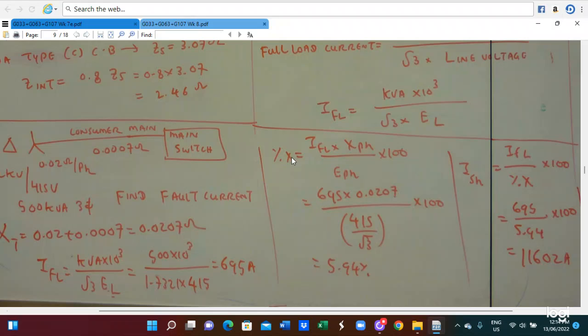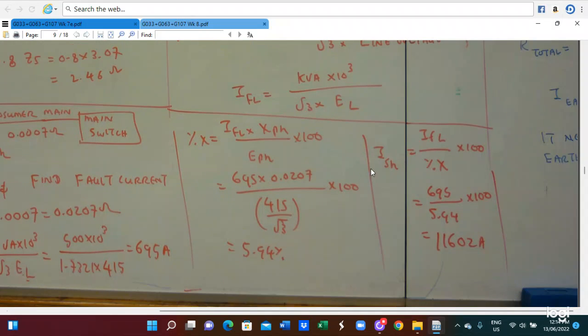Then we find the percentage impedance as I_F Z by E_P into 100. So with I_F 695, Z 0.0207 divided by 415 divided by root 3 multiplied by 100, you get 5.94 percent. So the fault current equals I_F divided by the percentage impedance into 100. So 695 divided by 5.94 into 100, you get 11,702 ampere.